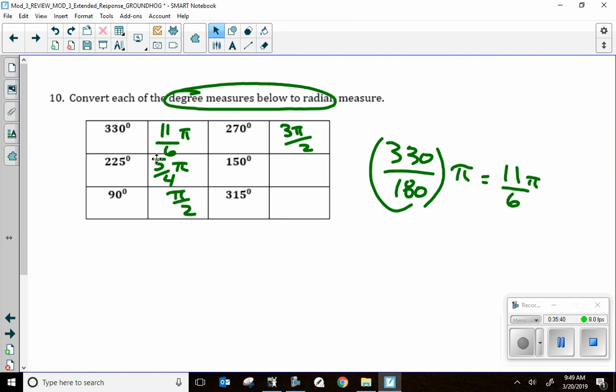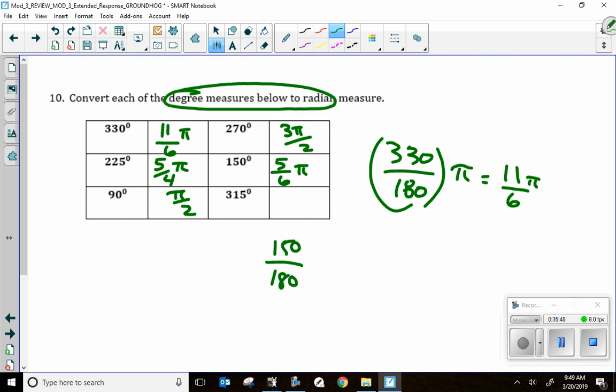150, well, that's 5/6 if I reduce it. So 150 over 180. Cross out the zeros. And 3 goes into 15, 5. And 3 goes into 18, 6 times. I slap a pi on it.